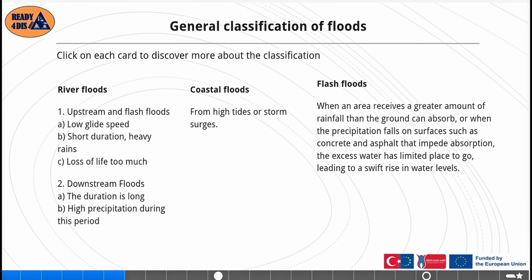Coastal floods are caused by high tides or storm surges coming from the sea. Flash floods happen when rainfall exceeds the ground's absorption capacity, or when water flows quickly over surfaces like concrete. This leads to a sudden and dangerous rise in water levels.